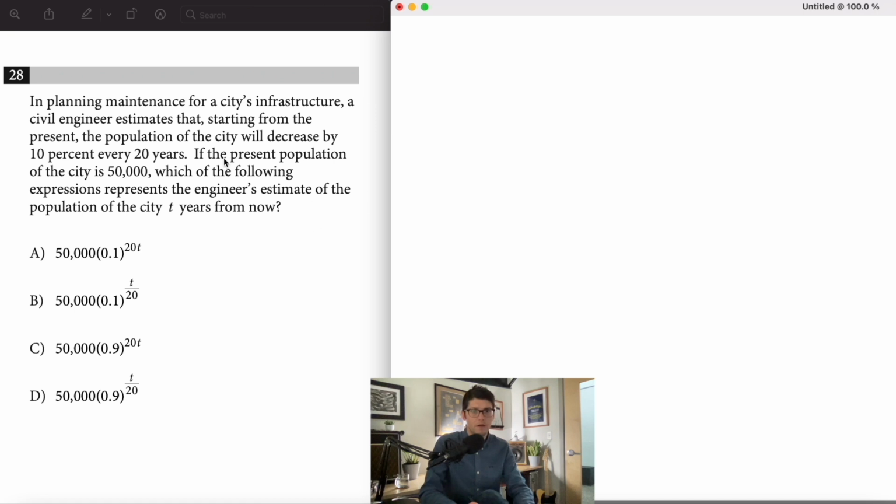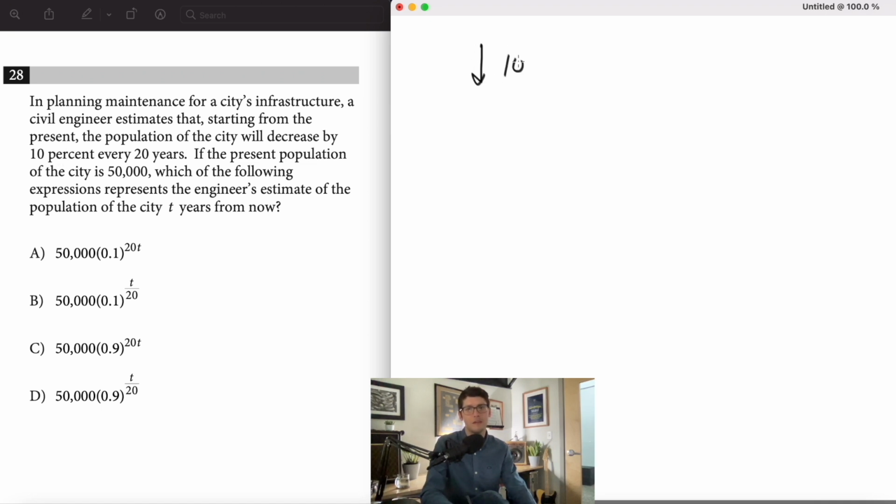So the present population is 50,000. Look, that's in every answer choice in the same place. Which of the following expressions represents the engineer's estimate of the population of the city T years from now? Well, what does the person say? That it's going to decrease by 10% every 20 years. So here's what that means.